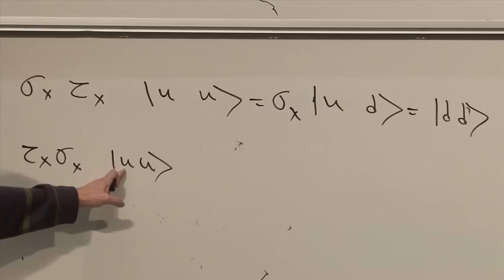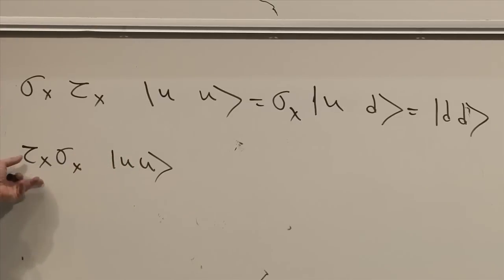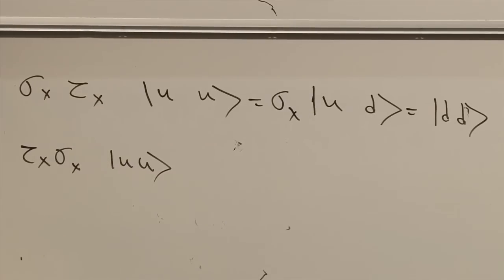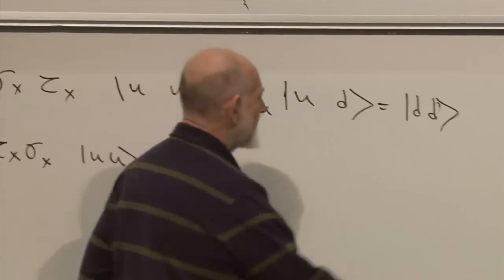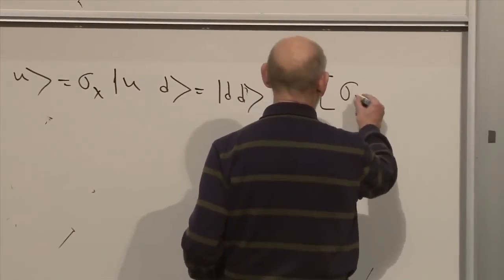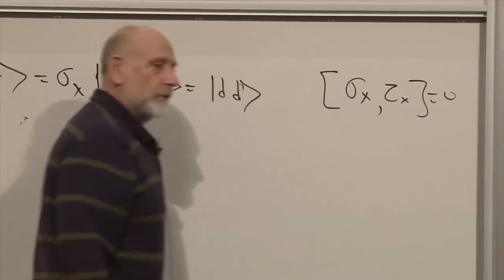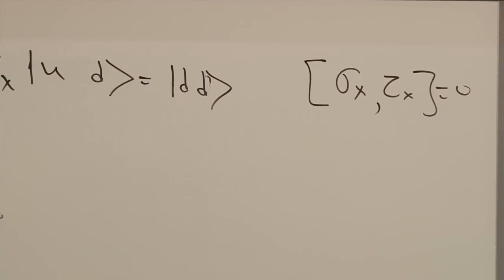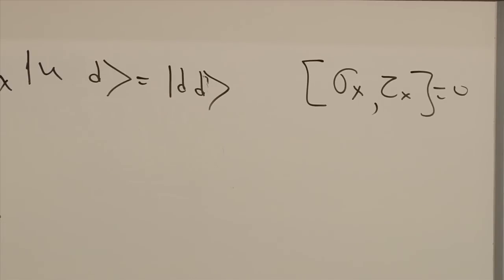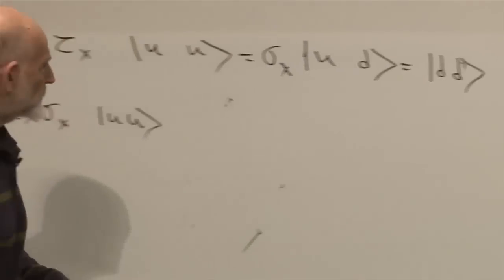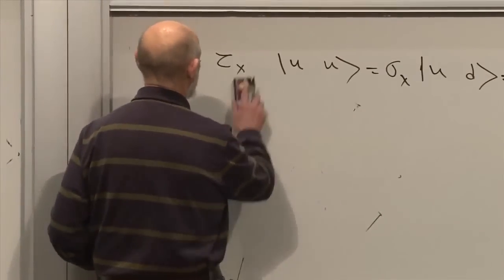Sigma x hits one of these and flips it, and then tau x comes and hits the other one and flips it. So when tau x times sigma x acts, it gives exactly the same thing as sigma x times tau x. The commutator of sigma x with tau x equals 0. No difference between the order of operations. Let's try it for sigma x times tau z.